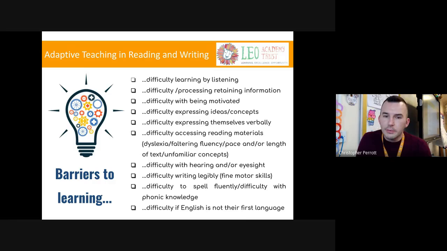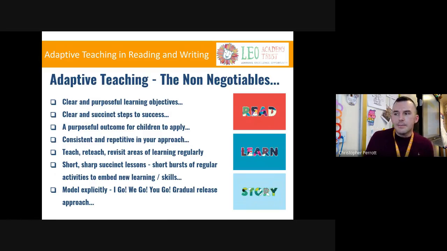Difficulty with writing legibly if they have fine motor skills, or again, difficulty if English is not their first language, so if they are EAL. So again, it's identifying those barriers and working your way through. So adaptive teaching, the non-negotiables, and these are things that I would suggest are your golden rules whenever teaching anyone or trying to adapt your learning in some ways.